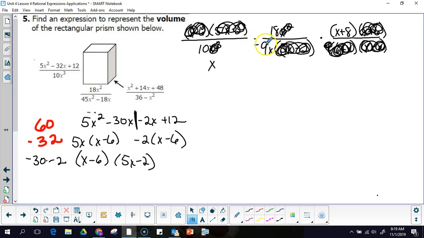We can do the -9 and 18. This is -1. This is 2. And then we do the 2 and the 10. So let's see, what's left? X plus 8 over -5x. Sorry, x squared, because I've got another x right there. I forgot that one.